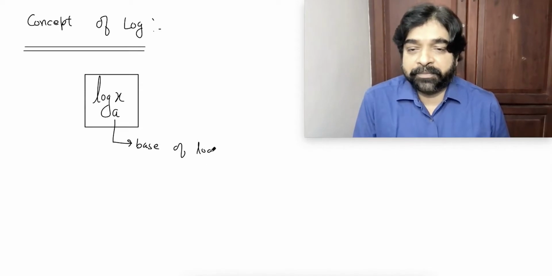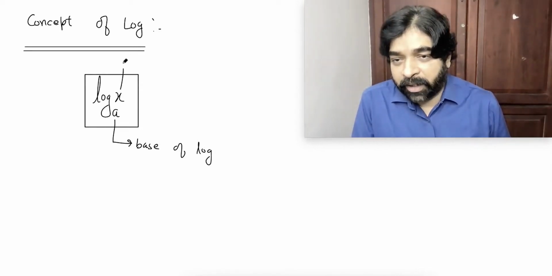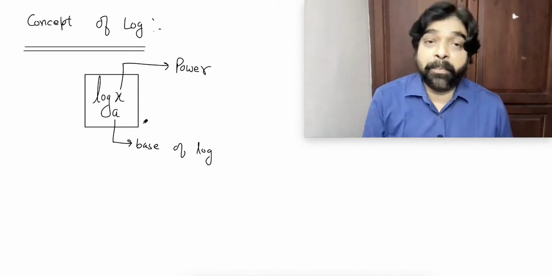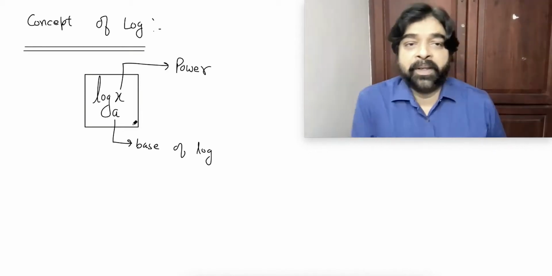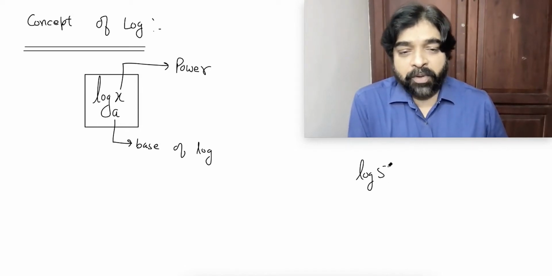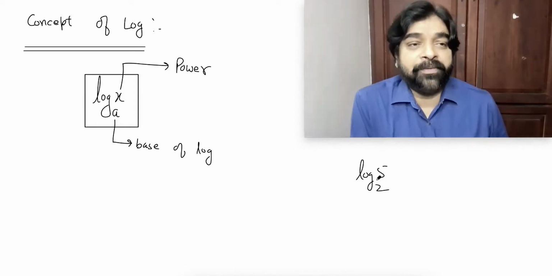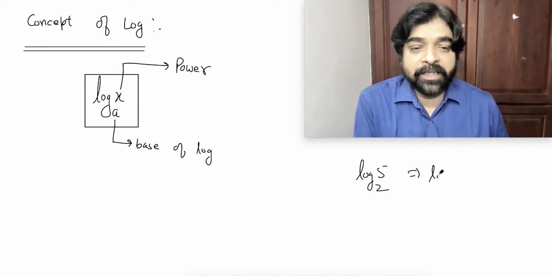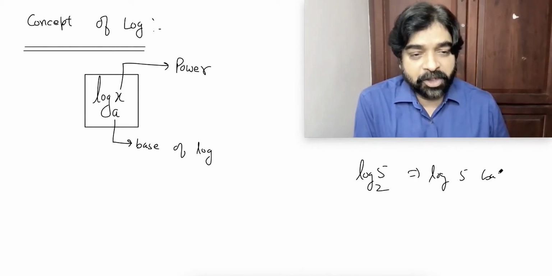Base of log. And this is called the power of log. Power. But don't think it's in the power. Its name is the power. It's not in the power, it's on the same line. So if I say, how will you speak this? You say log 5 base 2. Read continuously and at the end add base 2. So we will speak like this, log 5 base 2.